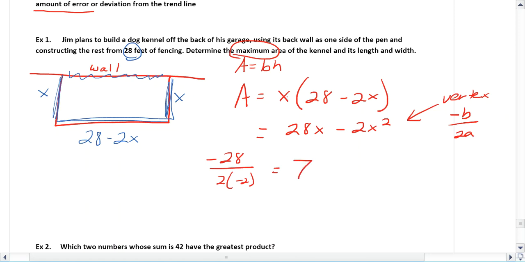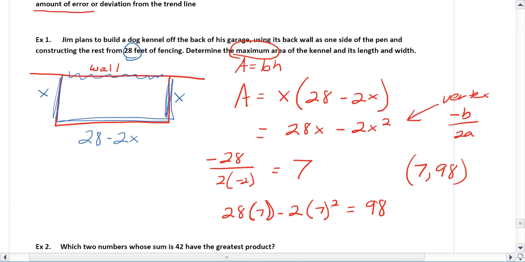So now I have to plug the 7 into the quadratic to find the y value of the vertex. I put the 7 in here for x, and then if I do the math and multiply this out and subtract it, I end up with 98. So now I know my vertex is at (7, 98).